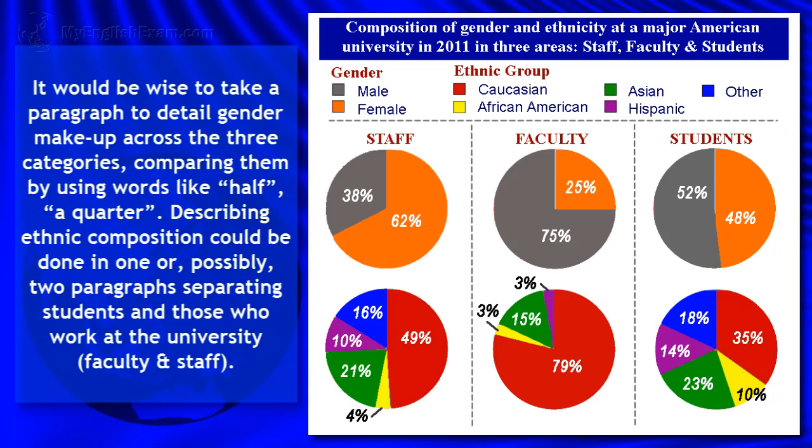It would be wise to take a paragraph to detail gender makeup across the 3 categories, comparing them by using words like half, a quarter. Describing ethnic composition could be done in 1 or possibly 2 paragraphs, separating students and those who work at the university, faculty and staff.